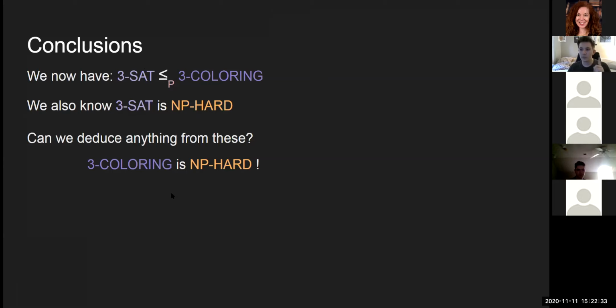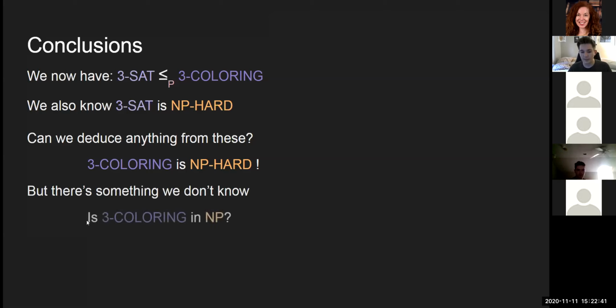So there is one thing we don't actually know from these two statements, and Simon was sort of indicating that. The thing we don't know is: is 3 coloring in NP? So we know that it's harder than everything in NP, at least harder or as hard as everything in NP. We don't actually know if it is in NP. Anyone want to give a guess?